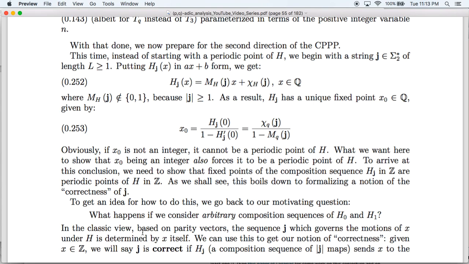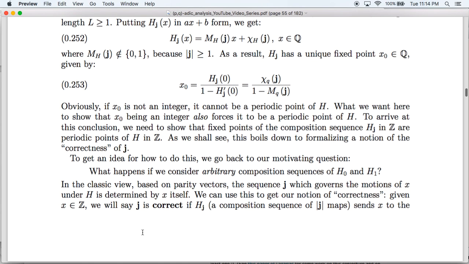To get an idea for how to do this, let's go back to the question that motivated all of this, which is, what happens if we consider arbitrary composition sequences of H0 and H1? In the classic view based on parity vectors, as we recall, the sequence bold j, which governs the motions of x under H, is determined by x itself. We can use this to get our notion of correctness.